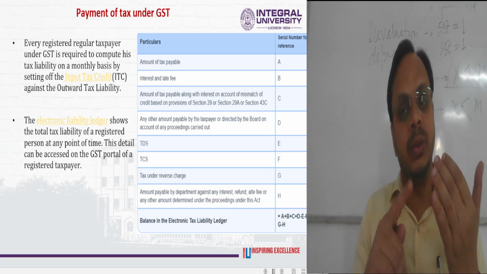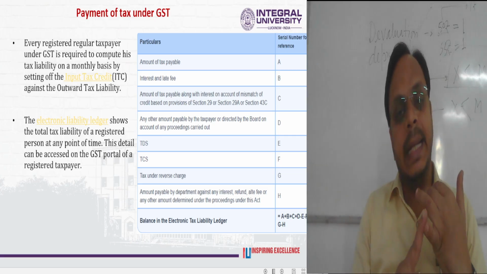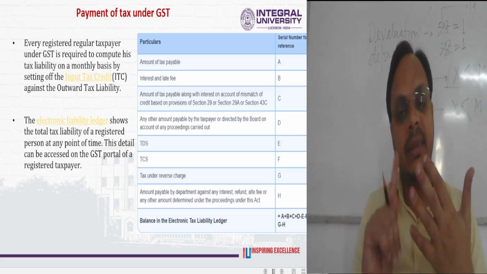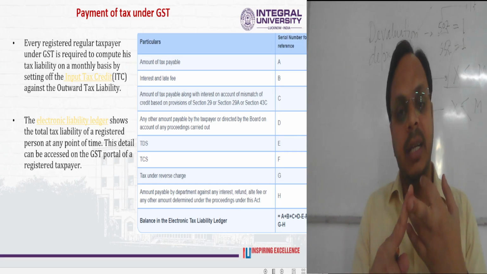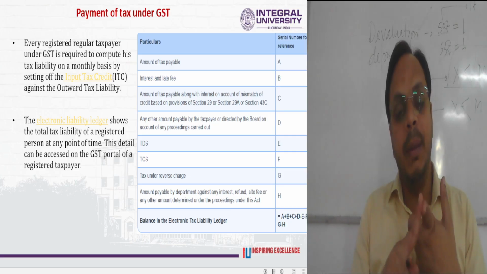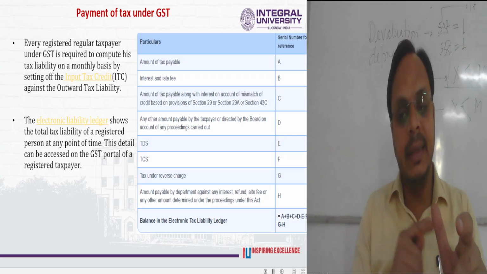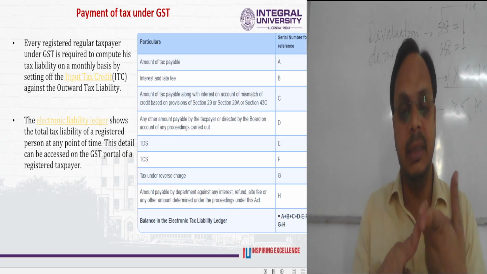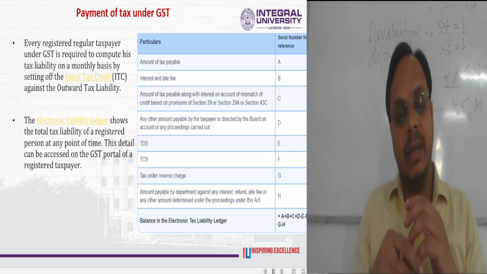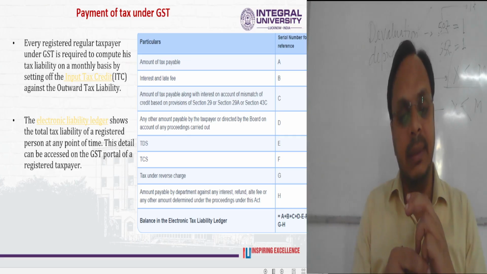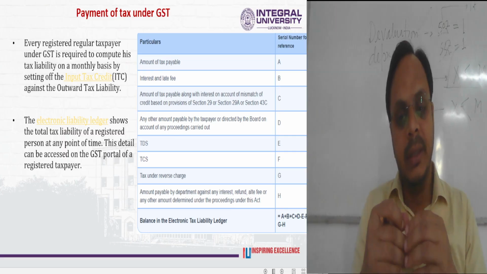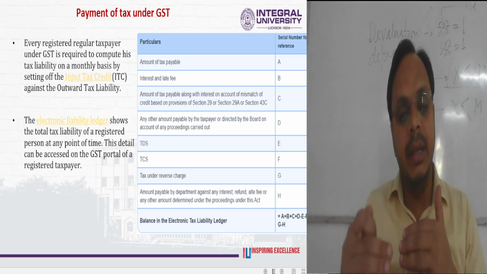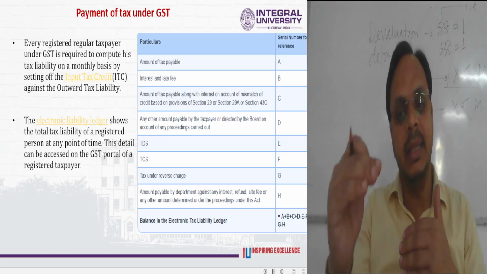The first point to keep in mind: first, amount of tax payable, interest and late fees. Third, amount of tax payable along with the interest on account of mismatch of credit. Fourth, any other amount payable by the taxpayer or directed by the board on account of TDS, tax deduction at source, TCS, tax collection at source, and tax under reverse charge basis. And last, any amount paid by the department against an interest. So the balance in the electronic tax liability register is the sum of A, B, C, D, E, F, G, H.